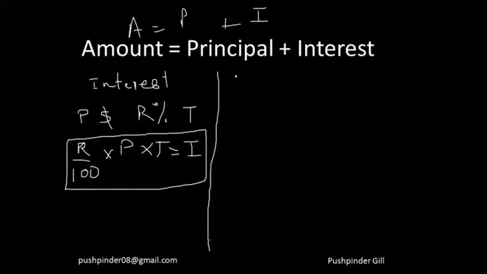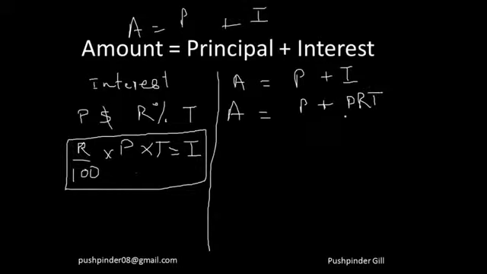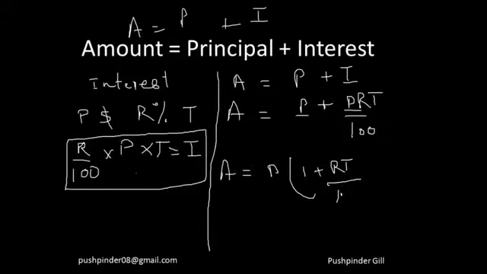Now, as we all know, amount is equal to principal plus interest. So what if I say amount is equal to principal plus, instead of interest, I add this expression here, that is principal times rate times time divided by 100. From this I can also say that, if I take the principal common, amount is equal to principal times (1 plus rate times time divided by 100), that is A = P(1 + RT/100).